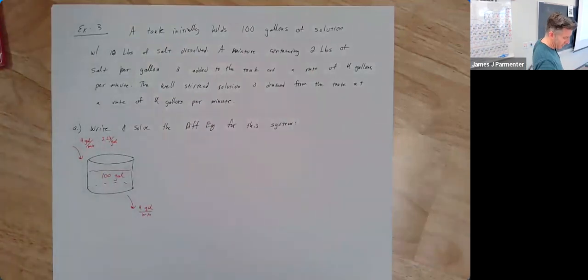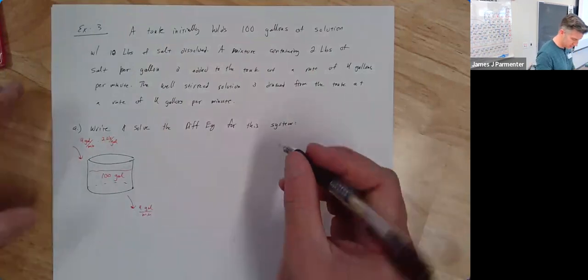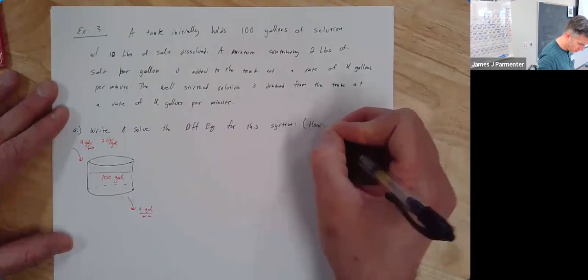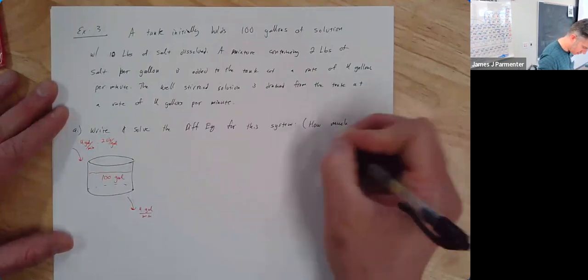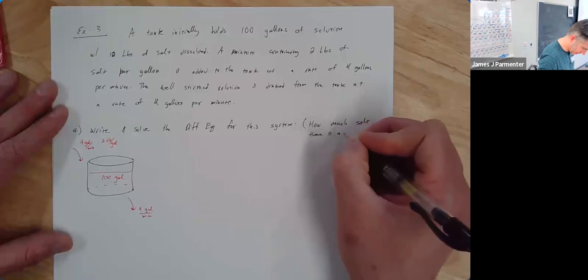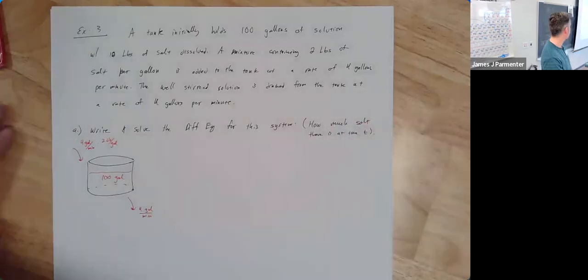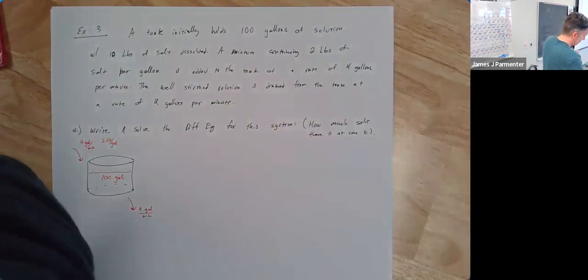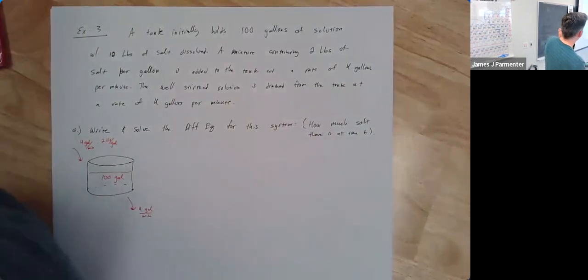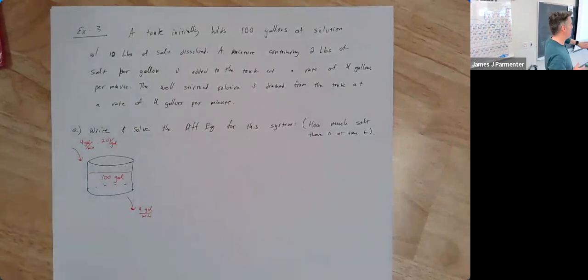So we want to write a differential equation for the system, and I should have been more specific. We want to write and solve the differential equation for the system, meaning how much salt there is at time t. It's important to be specific about this because sometimes people think about the proportion or ratio of salt in the tank, and that's kind of a different thing to deal with. If we're just talking about how much salt, it's really easy to figure out what we've got.